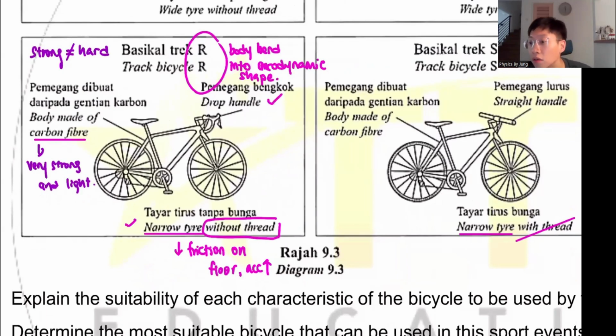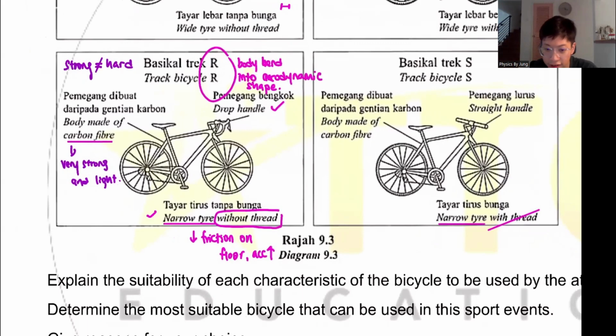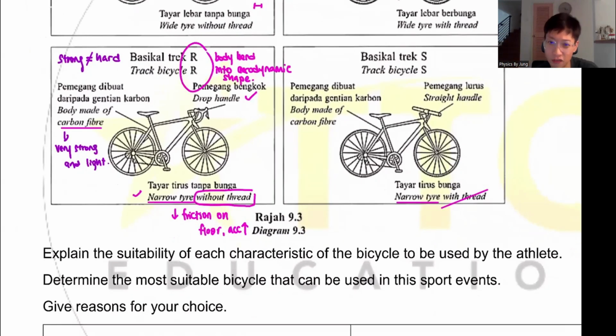Strong is like metal. It's like you whack, it will not pecah. Okay, can, all right. So once you're done with this thing, you have to choose the bicycle track R. So this one you all try to write yourself. I don't want to do any writing because later I get you very bored. Okay, once we are done with this thing, I want to ask you another question.